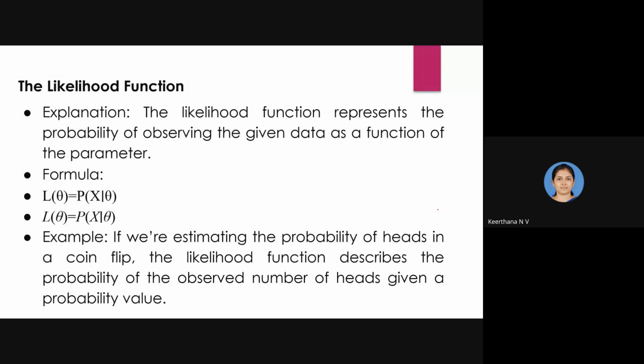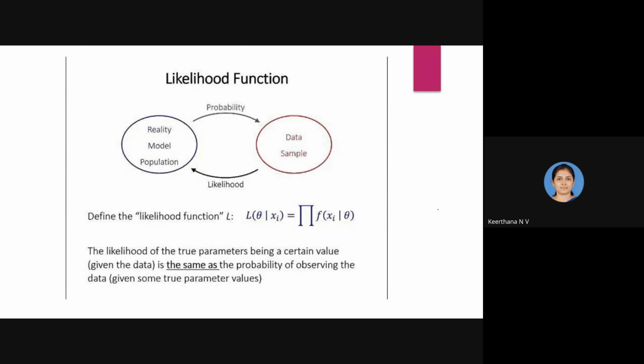Suppose you are tossing a coin 3 times. What is the probability of occurrence of heads? It can be 3 by 3, 2 by 3, or 1 by 3. The maximum probability is 3 by 3, that is, the probability is equal to 1. So this is a likelihood function when you are dealing with a real model population with sample data. By keeping the sample data, you have to derive the likelihood function. After deriving the model, you have to give the probability by dealing with the data samples. So the example likelihood function is defined like this.